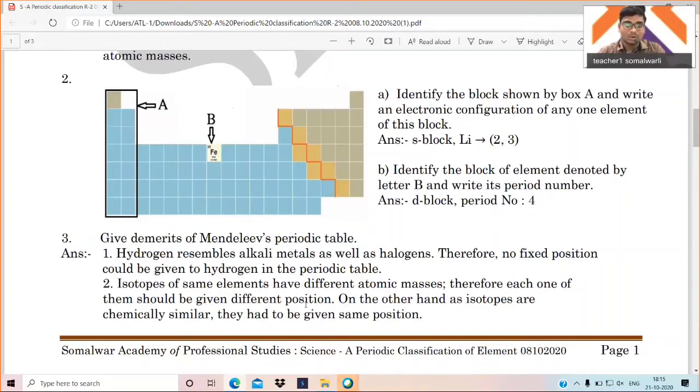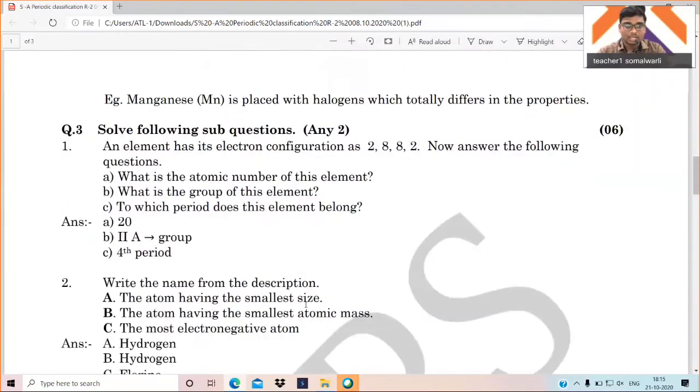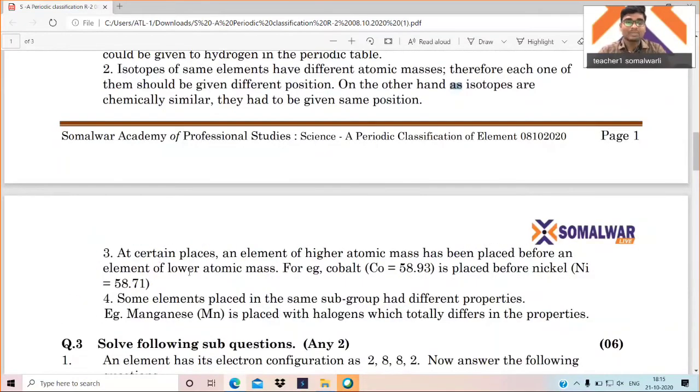Yes. Now there are other points also. Very, very important points. Let's see the important point. Some elements like cobalt and nickel have different atomic masses.